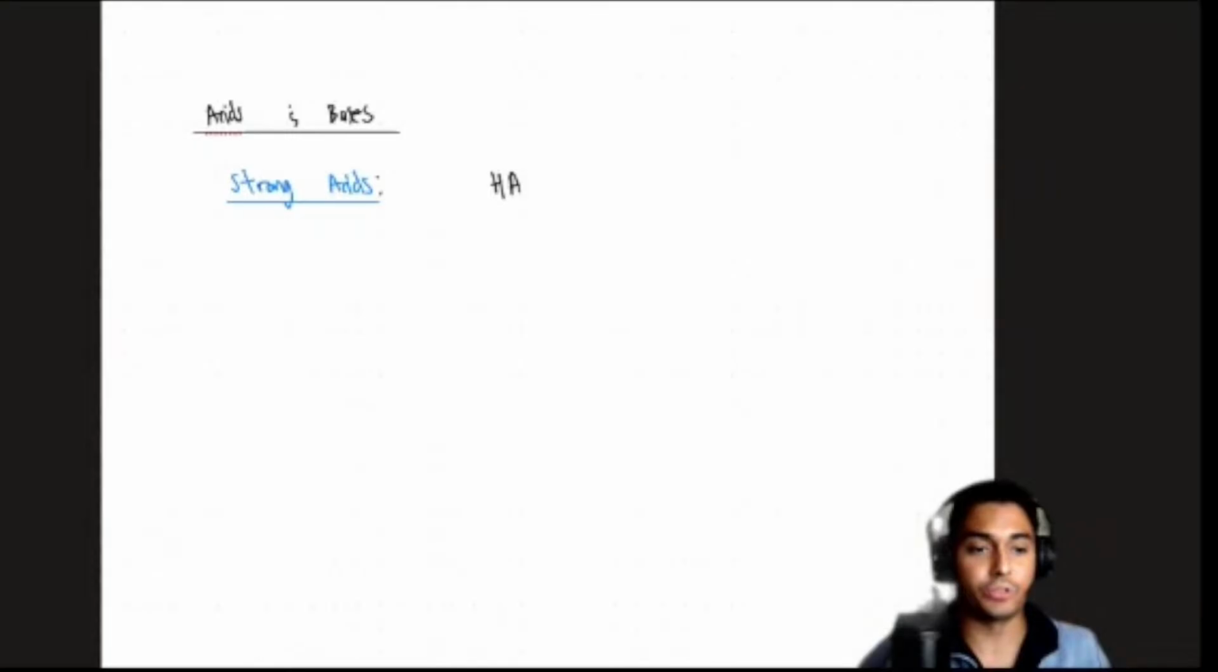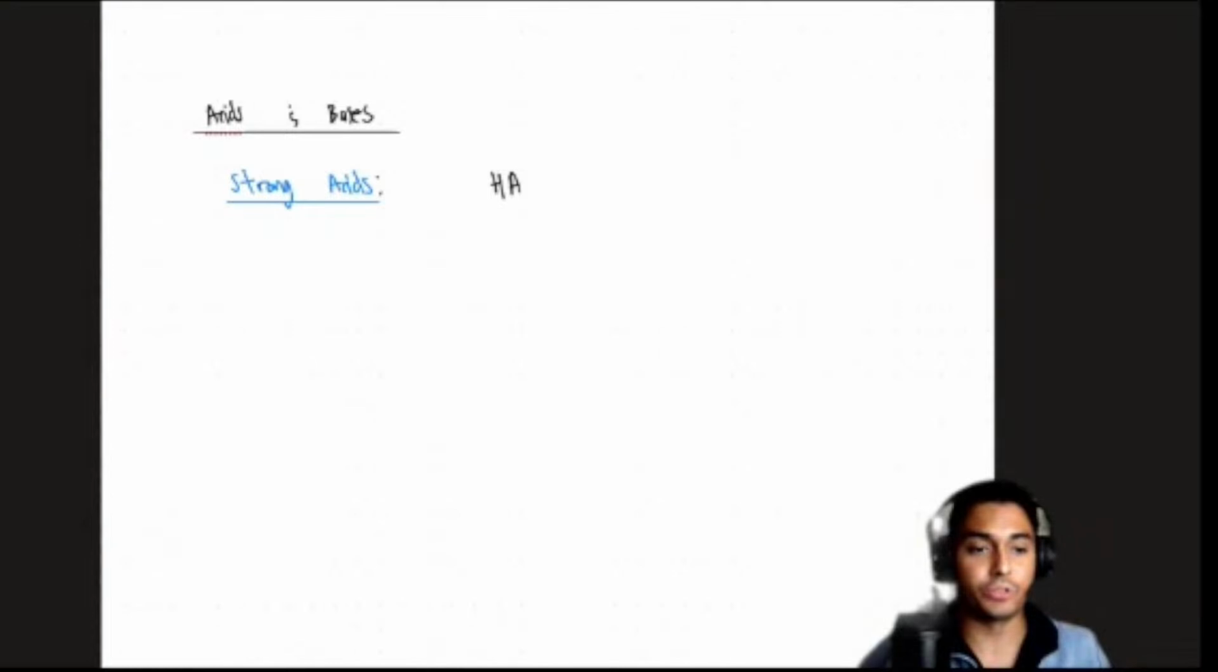Sometimes people get confused. How do you know if it's a strong acid or a weak acid? Well, if it's a strong acid, it's going to fully deprotonate. So what do I mean by deprotonate? H is the proton, right? HA is the acid and H is the proton. So that's going to be represented by H plus and then A minus.